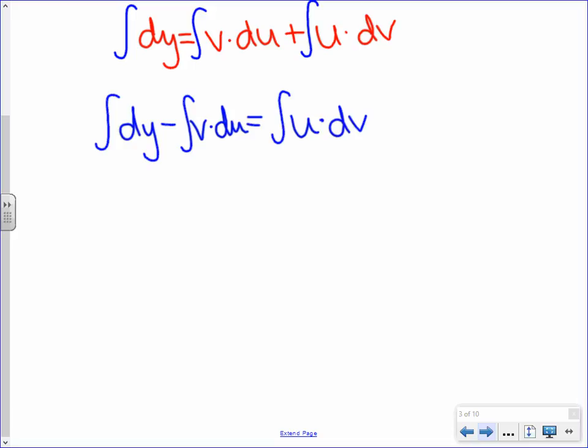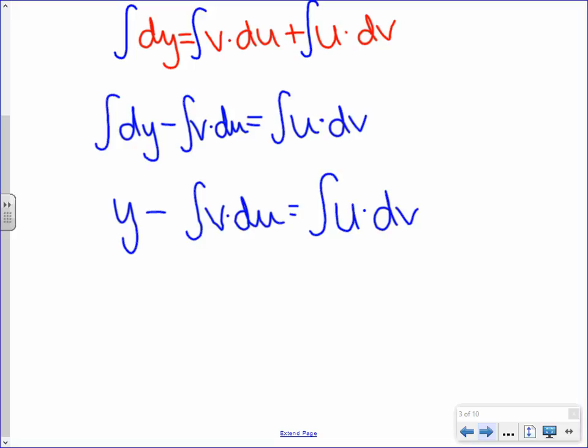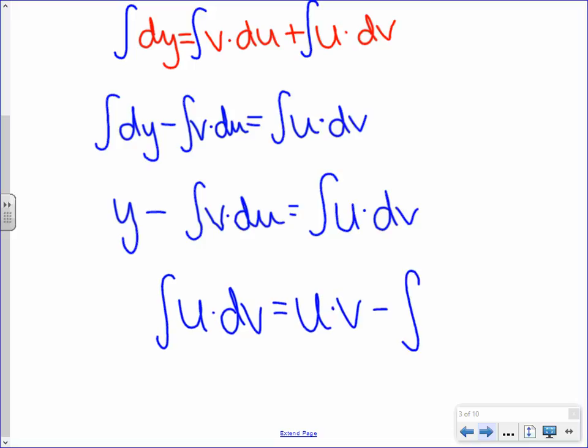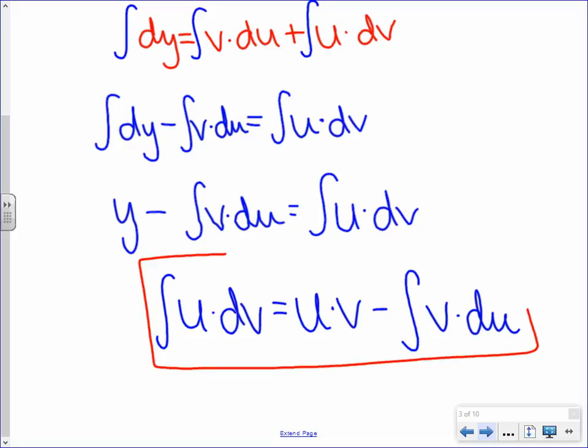Okay. Now, when we integrate dy, what do we get? I'm going to go ahead and flip-flop this. The integral of u dv equals y, which is the same thing as u times v. Do you agree? Integration by parts: the integral of u dv is u times v minus the integral of v du.